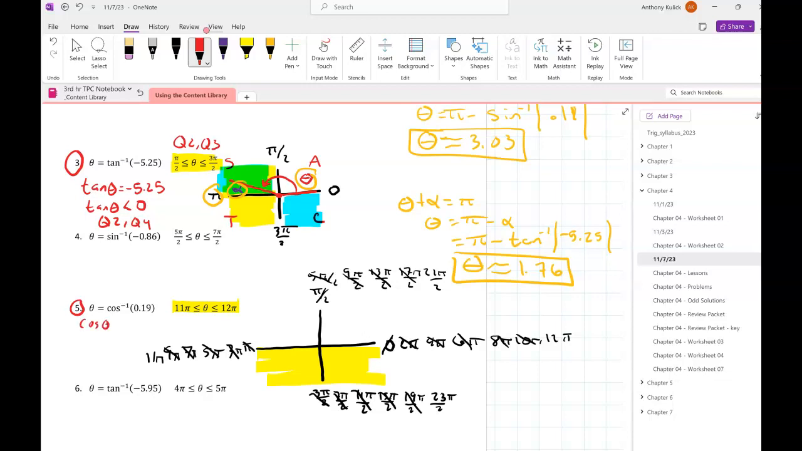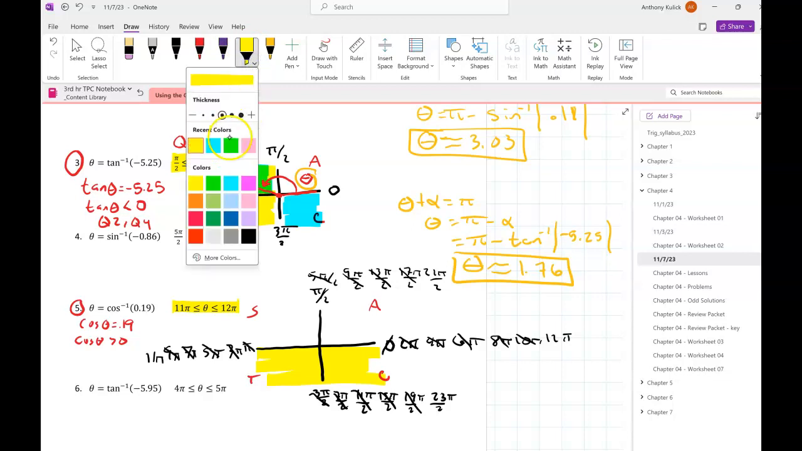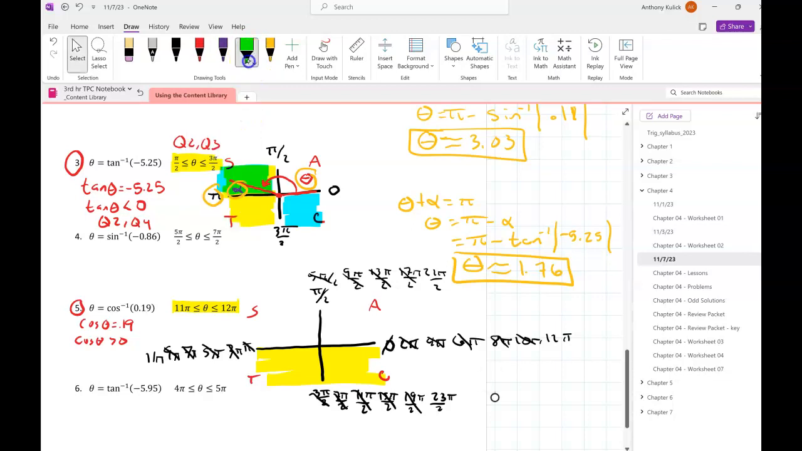So here we have cosine theta is 0.19, or cosine is just positive. Where is cosine positive? In quadrants... Cosine is positive. What 2 quadrants? Excellent. 1 and 4. For all and for C. Everybody's okay here? Okay.